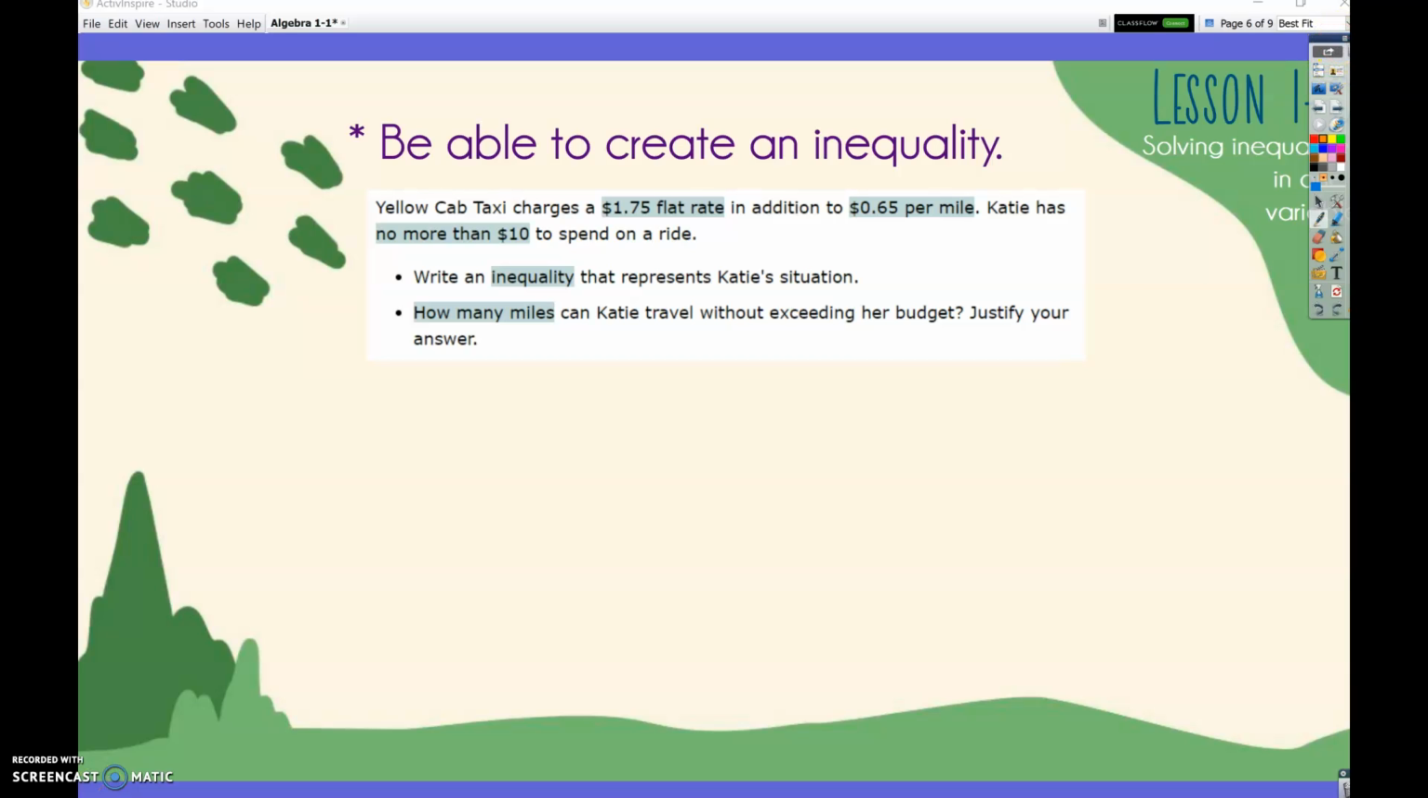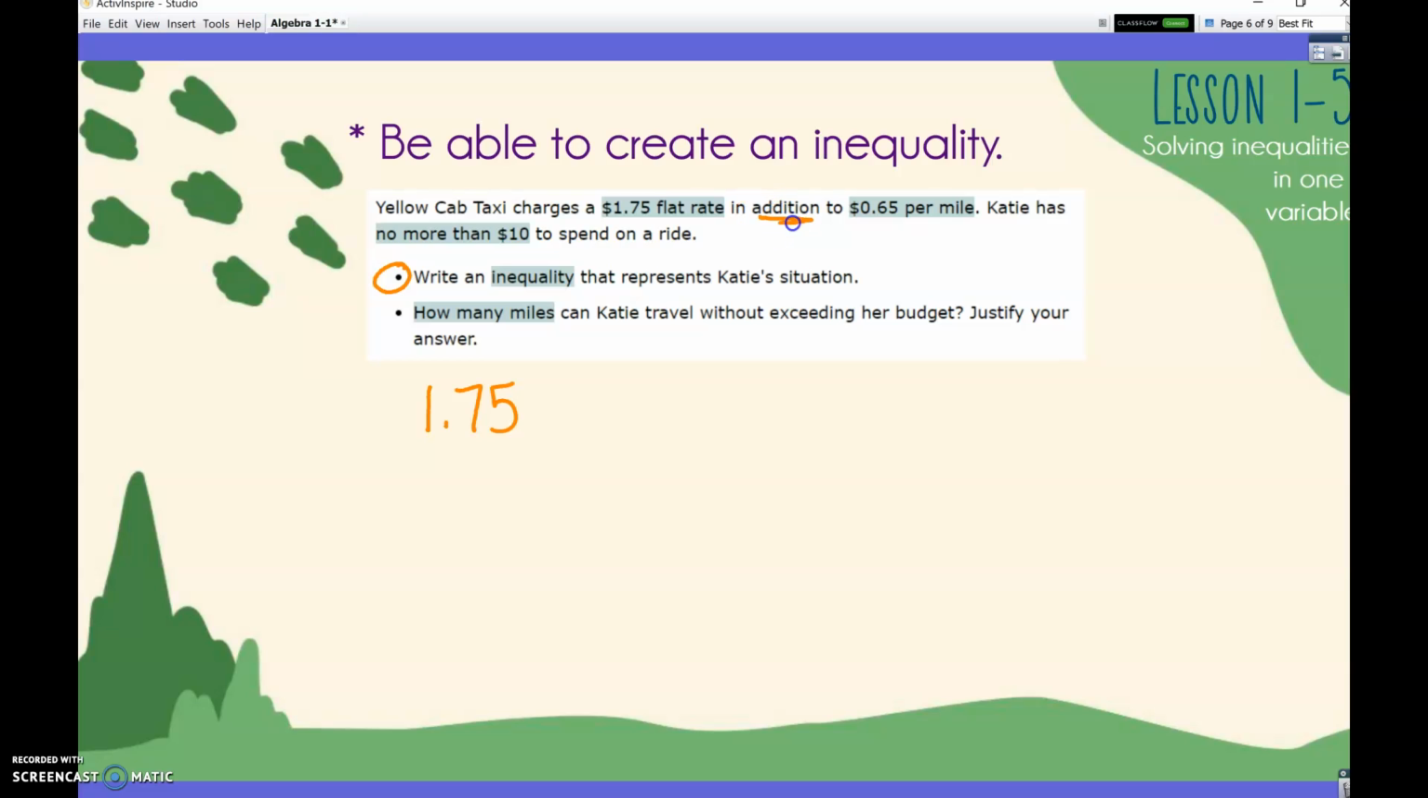For our next standard, in lesson 1.5, we want to be able to solve inequalities with one variable. So another challenge might be that we need to actually write the inequality. We have a taxi cab charging $1.75 right off the bat. That has nothing to do with how far you go.